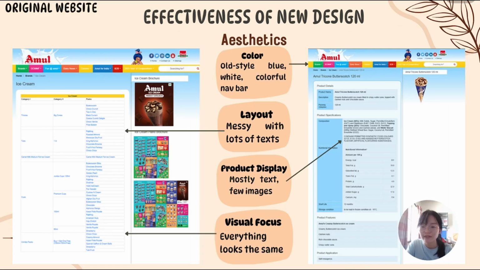Now we come to the effectiveness of the new design. In terms of aesthetics, the Amu Ice Cream website looks outdated. It used an old-style blue and white with a colorful navigation bar that feels inconsistent and distracting. Messy, with too much text and very little structure. The product landing is text-based with very few images. There's also no strong visual focus. Nothing really grabs your attention. This makes the page feel cluttered, especially for a fun product like ice cream.